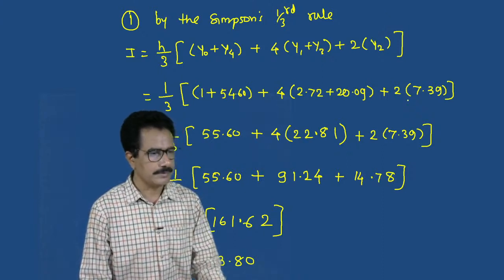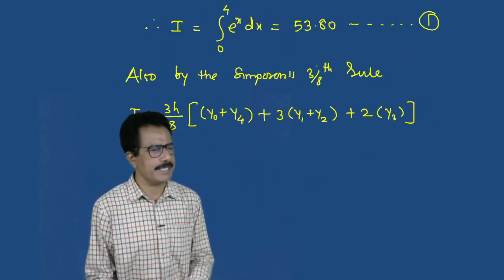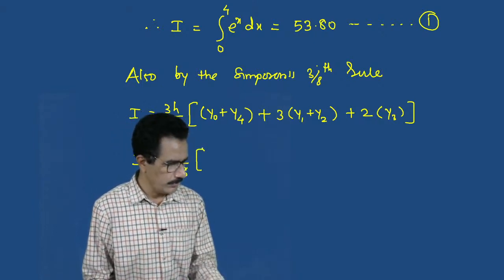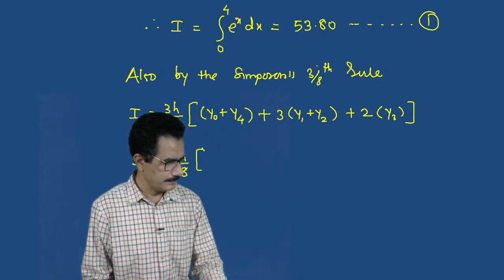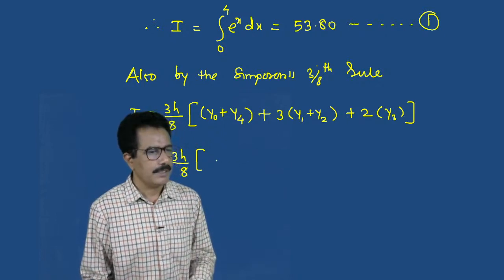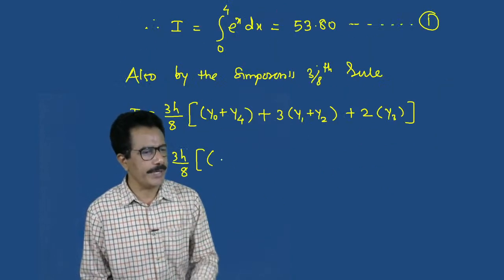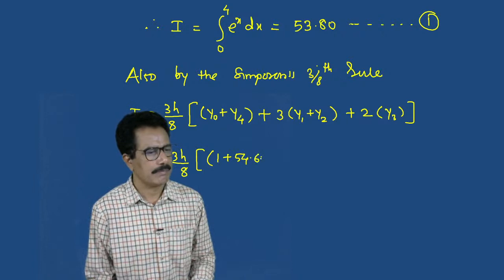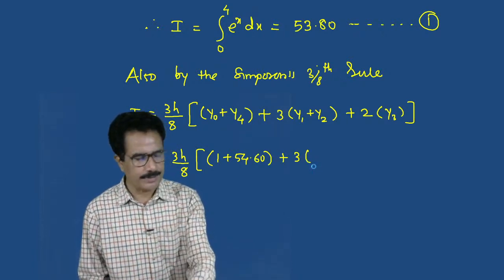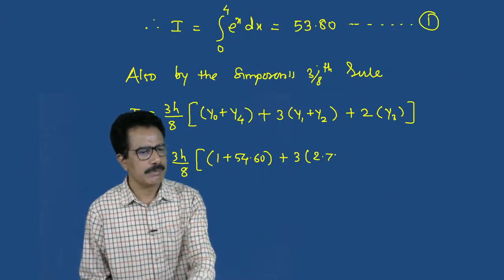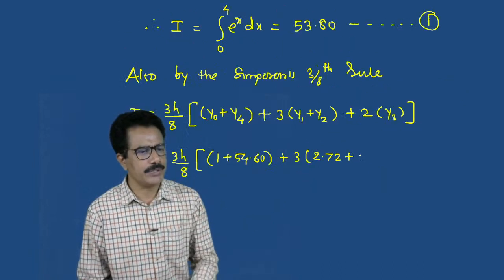Simpson's 3/8 rule. Everyone calculate this and tell me the result. I is equals to 3h by 8 into, we can use the Simpson's 3/8 rule. y0 is 1 plus 54.60, plus 3 times of y1 2.72 plus 20.09.